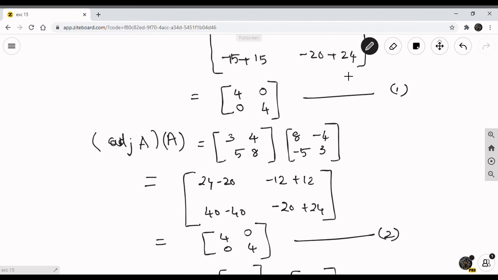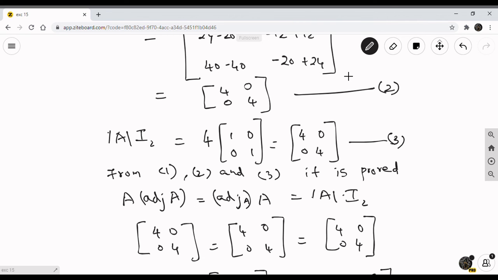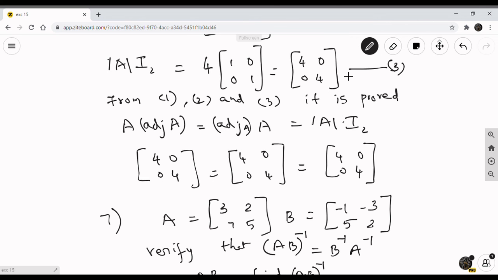Similarly, the second one, adjoint A into A, you multiply and we get the same answer, 4, 0, 0, 4. Next, the determinant value into the unit matrix. So 4 into 1, 0, 0, 1, there also we get the same answer. So from 1, 2 and 3, it is proved that A into adjoint A is equal to adjoint A into A is equal to determinant A into the unit matrix. The answers are just given below for your verification.